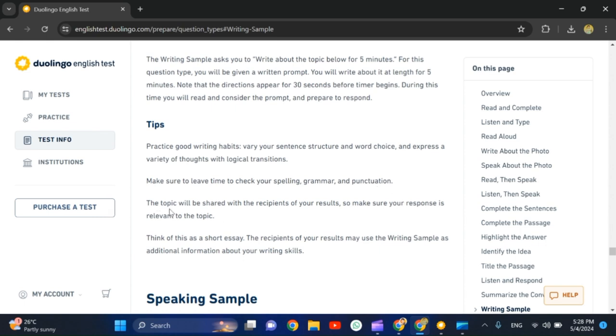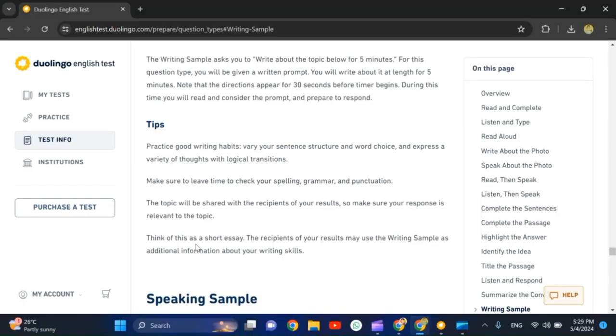The topic will be shared with the recipients of your result, so make sure your response is relevant to the topic. The writing sample, alongside the speaking sample, will be shared with whichever university or organization you are sending your result to. The writing and speaking sample will be sent together with your results. So you have to be careful in this part. Think of this as a short essay. The recipients of your results may use the writing sample as additional information about your writing skills. So there are some good tips and tricks.